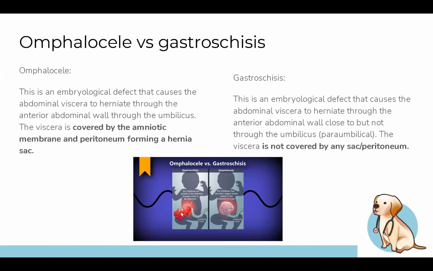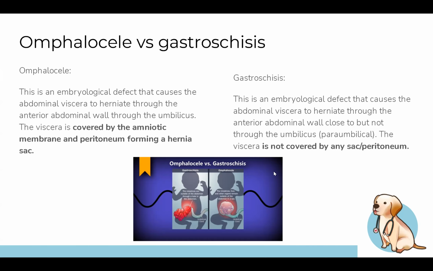And so these contents will actually be covered by an amniotic membrane and the peritoneum, and it forms this hernial sac. Okay, that's really, really important. If you don't understand anything, just remember it's covered by a sac. All right, really, really super important.